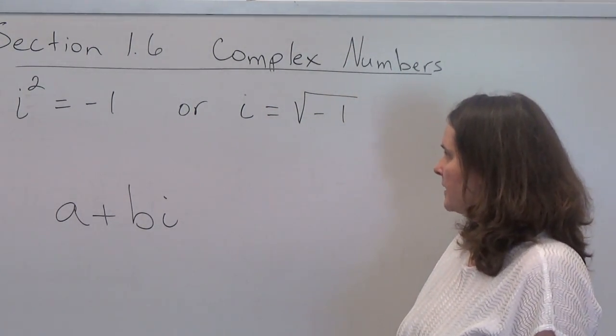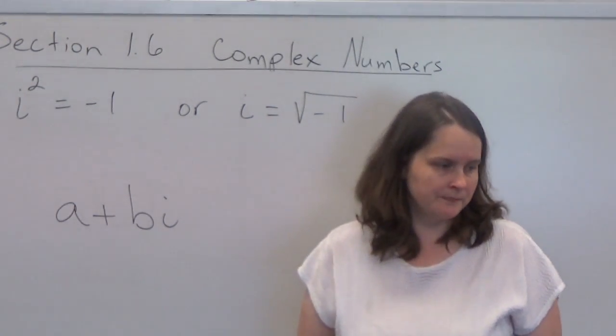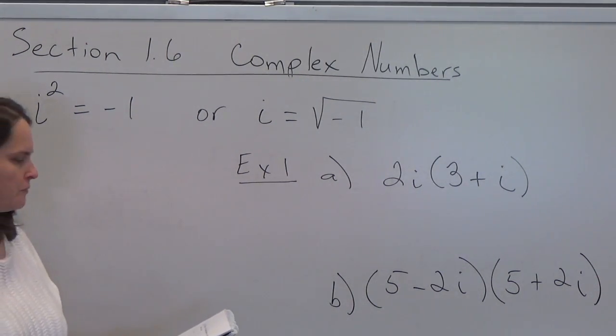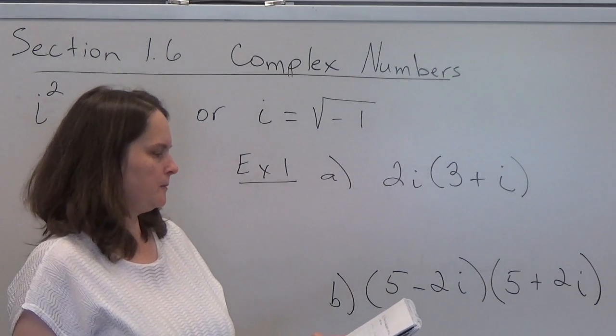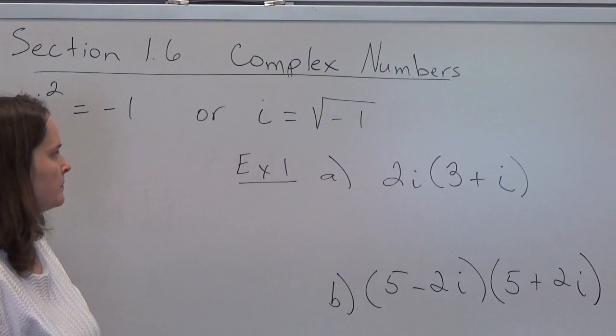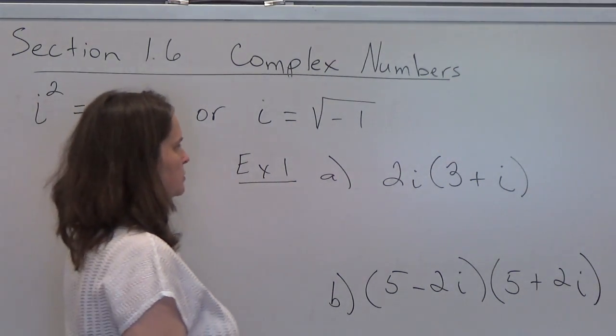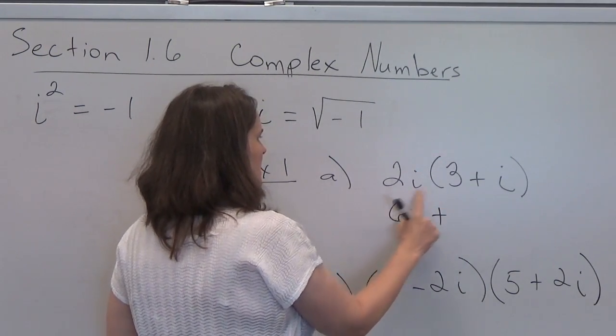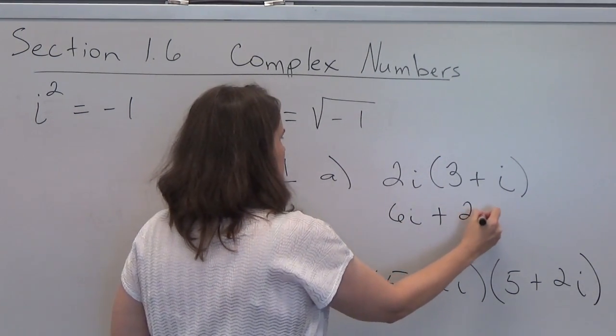All right, so we are ready to go ahead and start looking at some examples. Okay, so for example 1, we're asked to perform the indicated operations with the complex numbers. Part a, we've got 2i times (3 plus i). So we can go ahead and distribute our 2i. 2i times 3 gives me 6i. 2i times i gives me 2i squared.